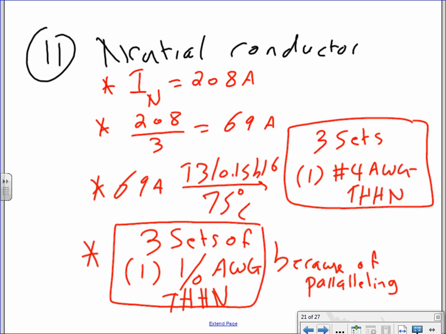Because of paralleling. So what happened to this baby? You cross it. Did you guys see that? Because you're paralleling, you can't go less than that even if you want to. You can't parallel less than 1 aught. That's what the code says.